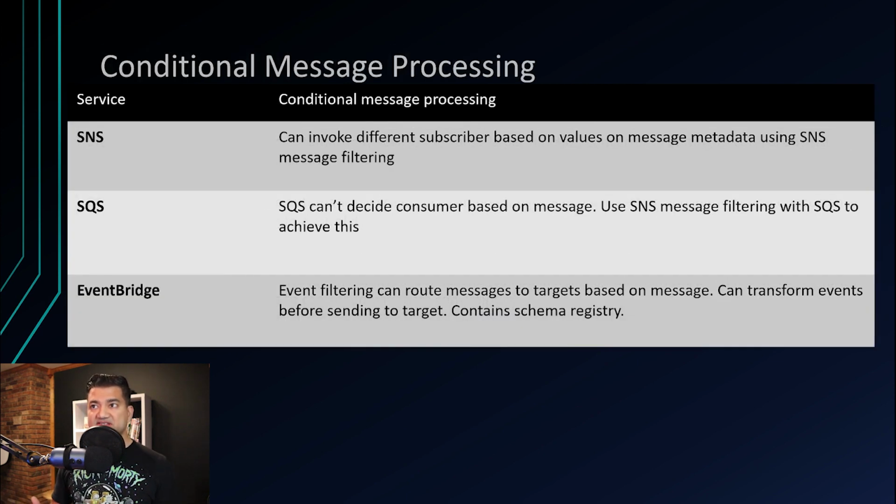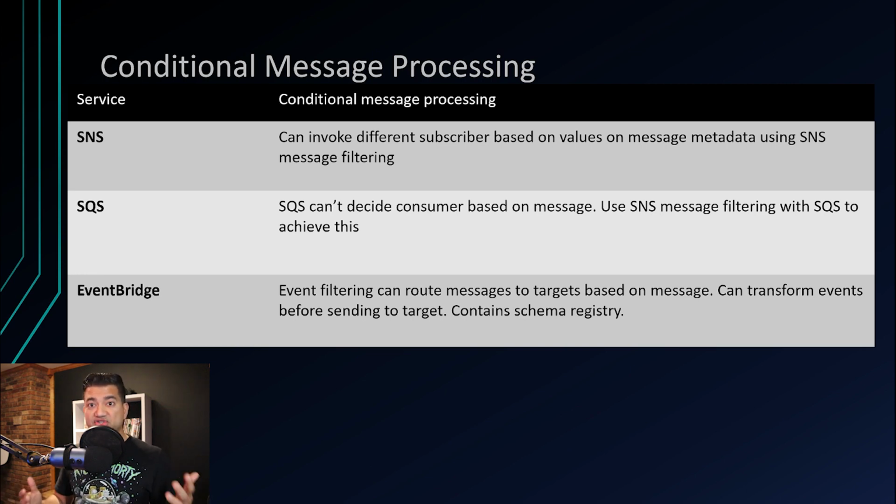Alright, next is conditional message processing. By conditional message processing, I mean depending on some values in the message, if you want to send it to different consumers. So SNS can invoke different subscribers based on values in message metadata using SNS message filtering. With SQS, you cannot decide the consumer based on the message. However, one technique is to use SQS with SNS message filtering to achieve this.